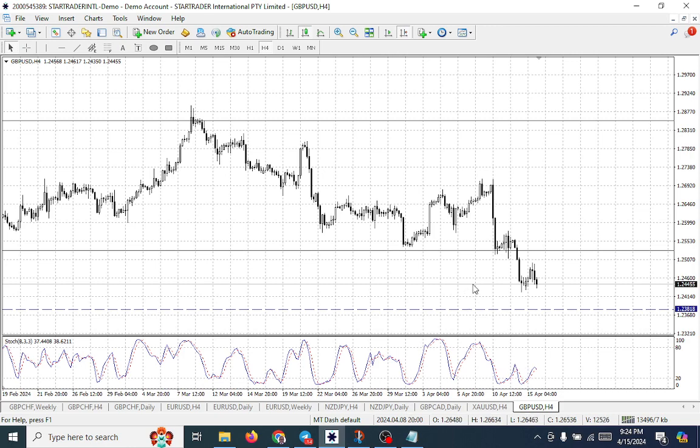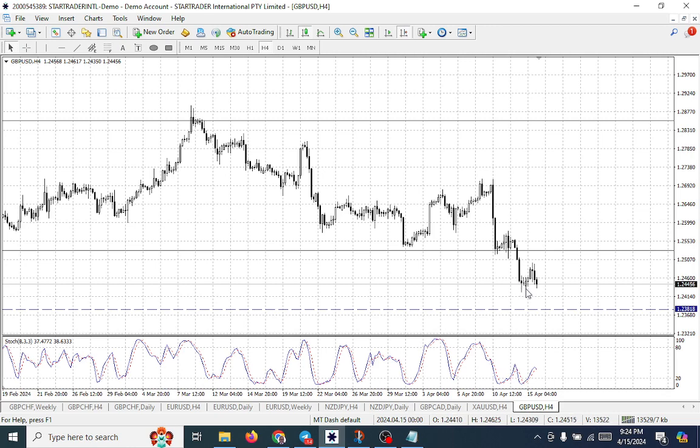Let's look at market structure. Now, you can see that this market formed a double top here, went down with these huge momentum candles, came back again and broke through structure and has shown the strong footprint of the bears in the market through this huge momentum candle.